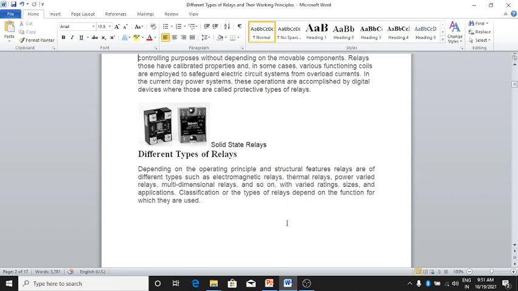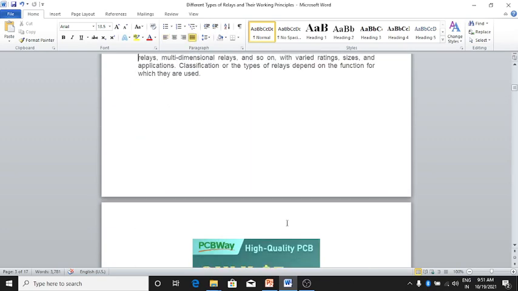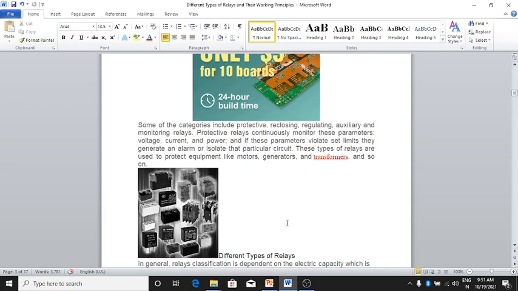Classification of the types of relay depends on the function for which they are used. Some of the categories include protective, reclosing, regulating, auxiliary, and monitoring relays. Protective relays continuously monitor these parameters: voltage, current, and power. And if these parameters violate a set limit, they generate an alarm or isolate that particular circuit.